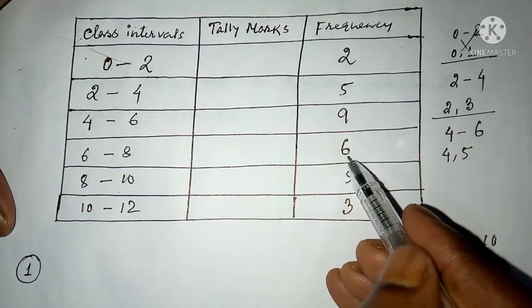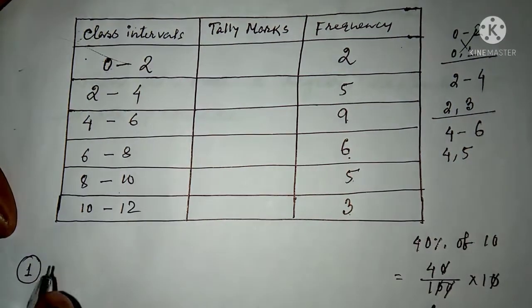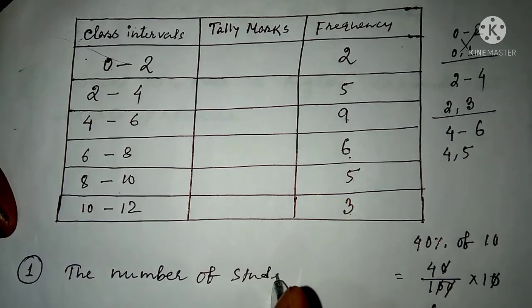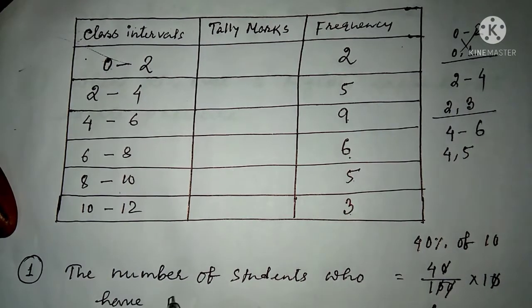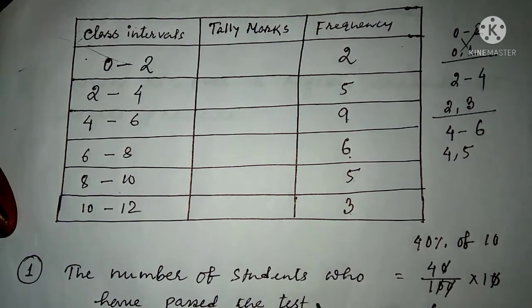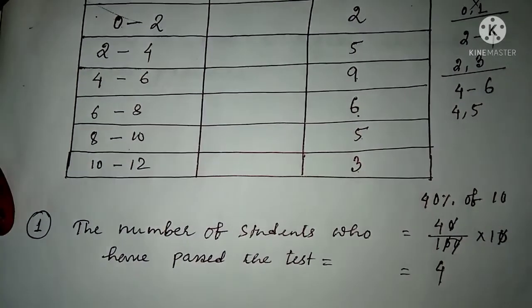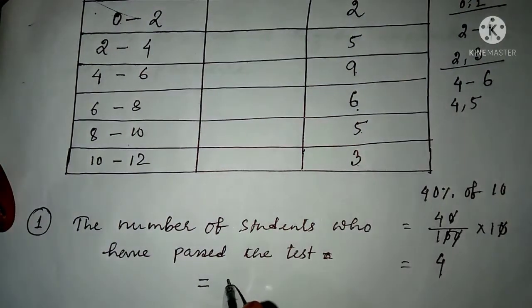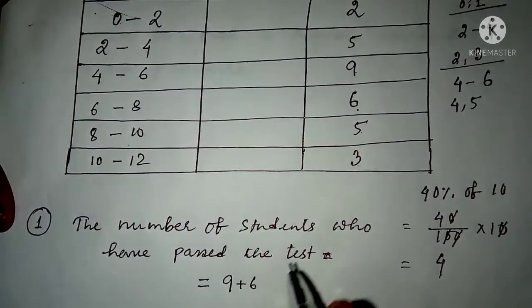9 plus 6. That means I can write here the number of students who have passed the test. So the number of students who have passed the test, then the first number is your 9, then next is 6, then next is 5, then next is 3.